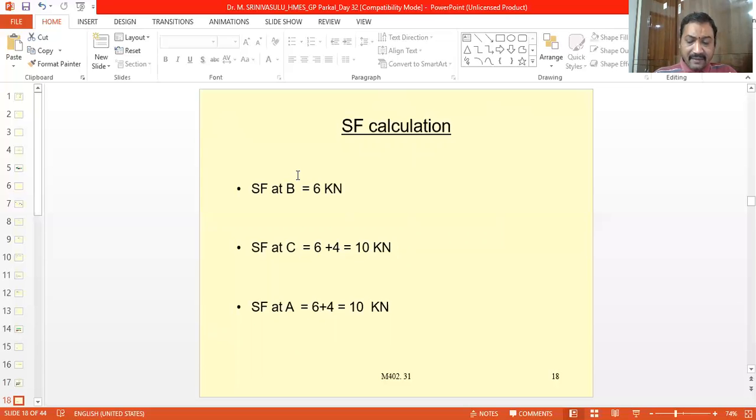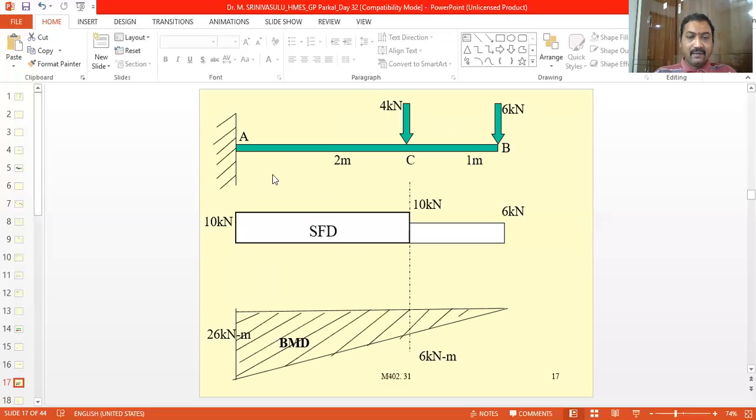Now coming to the point A. When you want to find out the shear force at point A, you have to take a section exactly at this point, just at the side of point A.